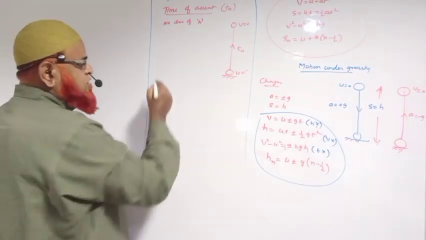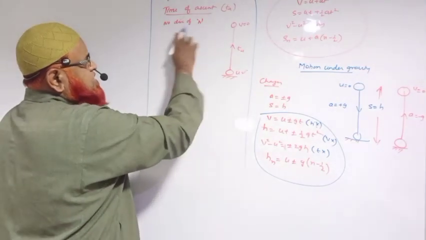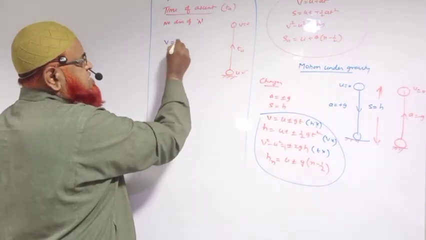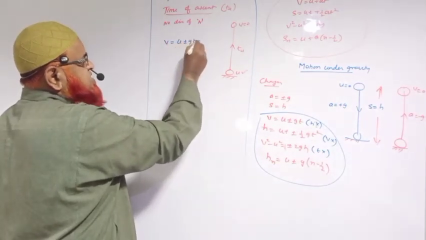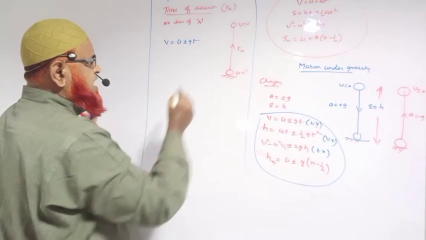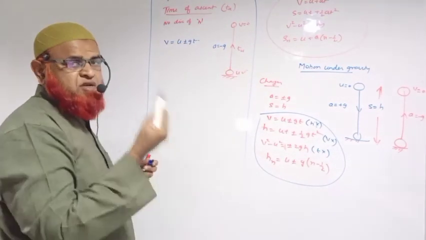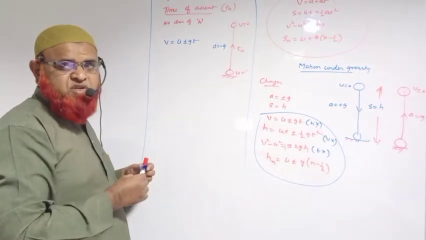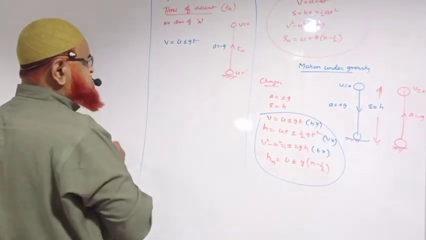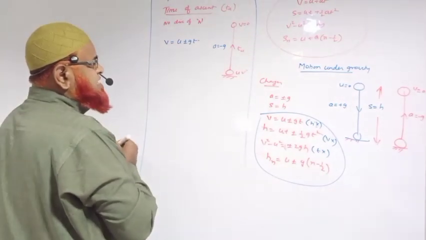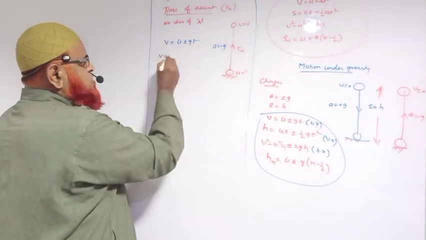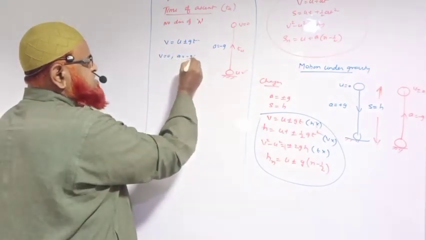Yes, the formula to be selected when there is no discussion of height is v is equal to u plus or minus gt. This is the formula to be selected. But it is clear that the body is going upward, against the gravitational force, and that's what is taken as minus g here. So v is equal to 0, a is equal to minus g.